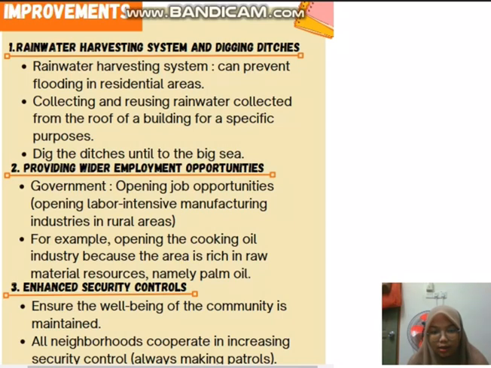Third is to increase security control. Ensure the well-being of the community is maintained. All neighborhoods cooperate in increasing security control. For example, by always making patrols.